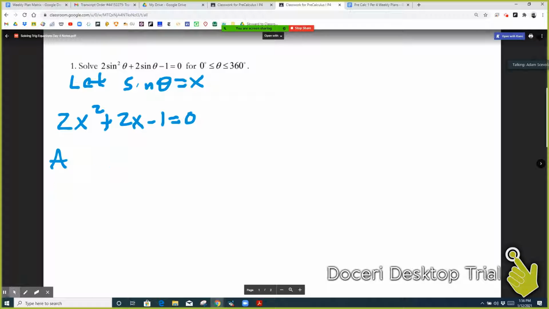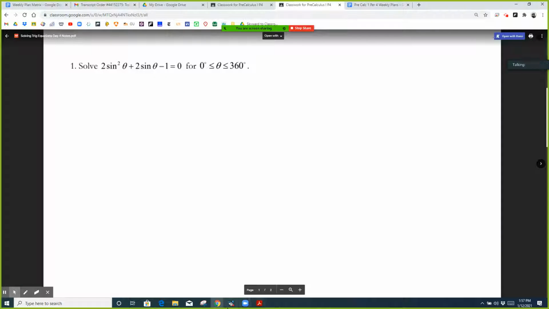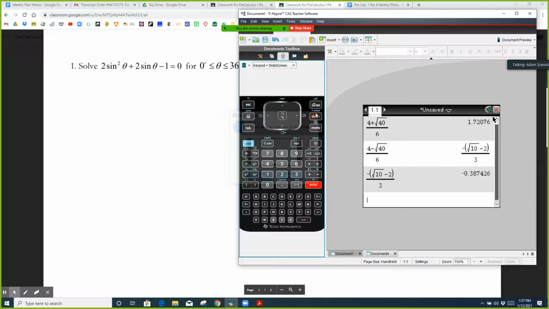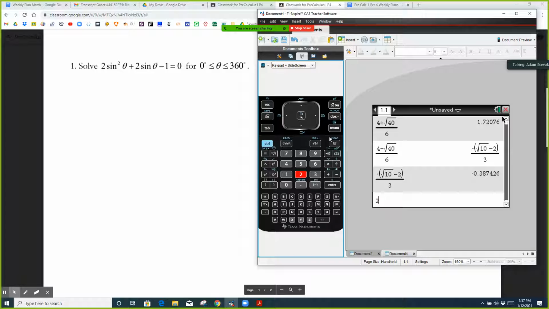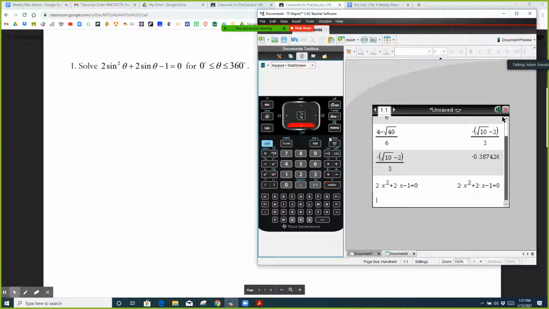So now I'm going to type this into my calculator to do the quadratic formula. I encourage you to do that as well: let the calculator do all the work. Again, we're solving 2x squared plus 2x minus 1 equals 0. You don't have to type that; I'm just writing it so that you have it on the screen.